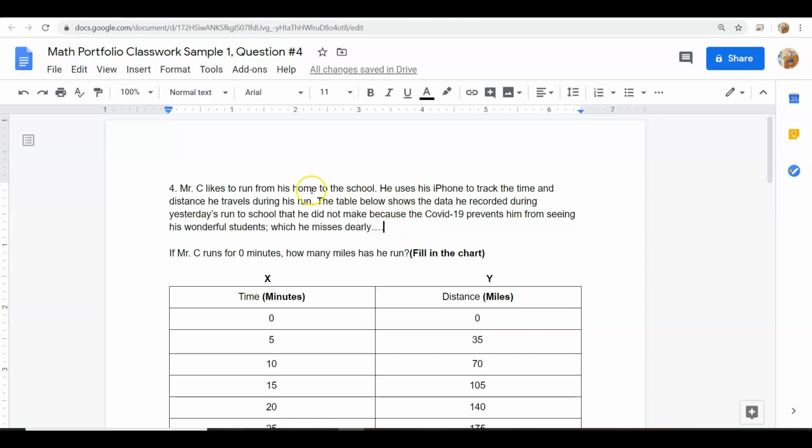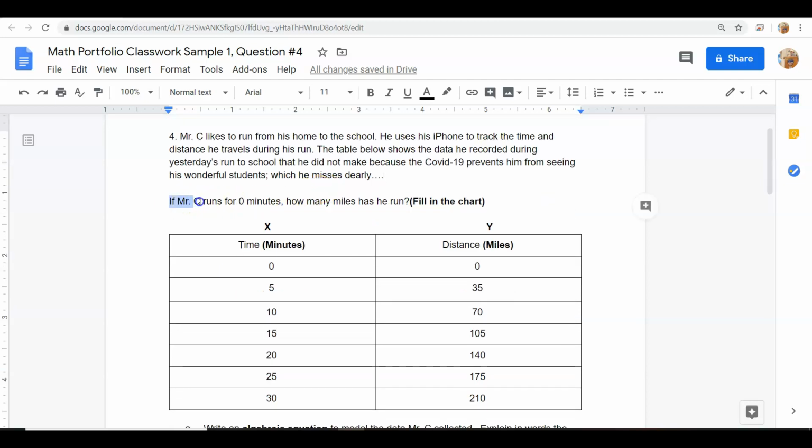So let's continue. If Mr. C runs for 0 minutes, so imagine this, I did not run at all. I ran for 0 minutes. No time running yet. Still warming up. I'm still stretching. If I run for 0 minutes, how many miles have I run, or has he run? Well, think about it. If anybody runs for 0 minutes, ask yourself in your head, do they run any distance or any miles in this case? Do they run any distance?